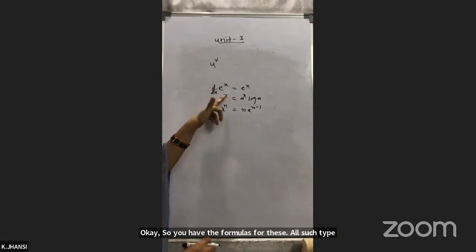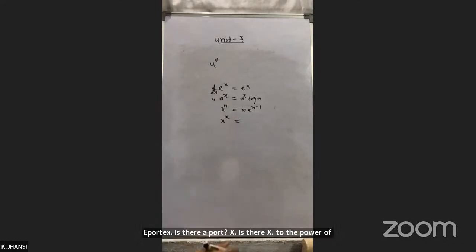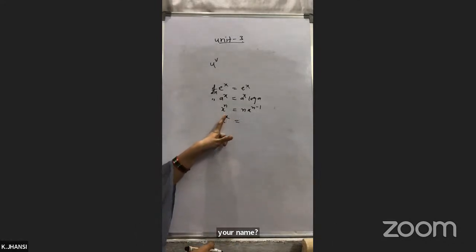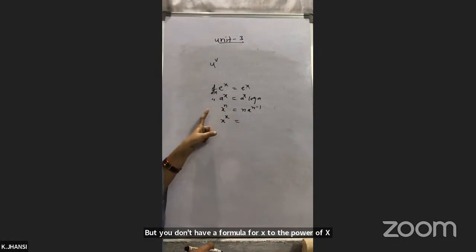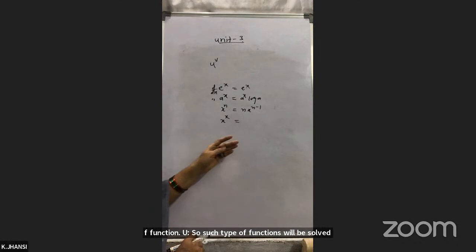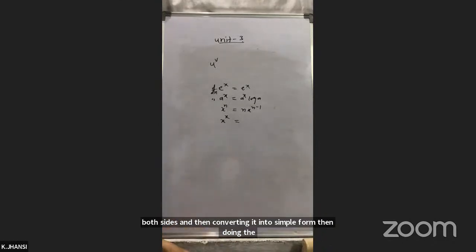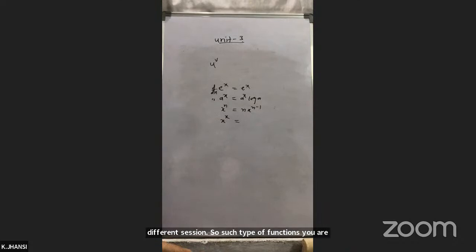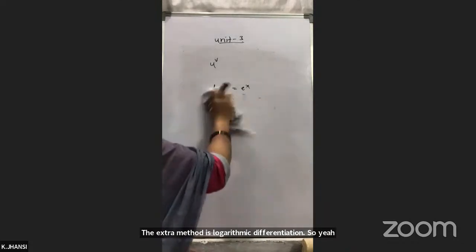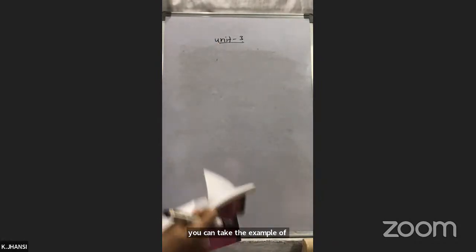e power x is there, a power x is there, x to the power of n is there. But you don't have a formula for x to the power of x. That is a variable, function to the power of function. Such functions are solved by taking the log on both sides, converting it into a simple form, and then doing the differentiation. So the next method is logarithmic differentiation.